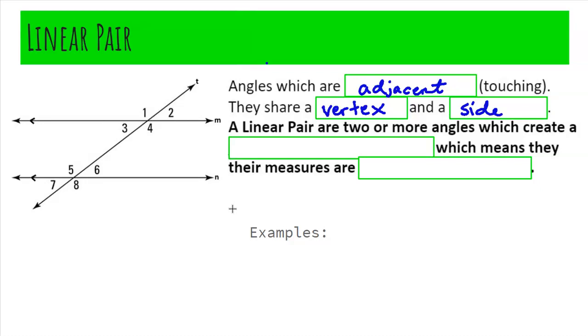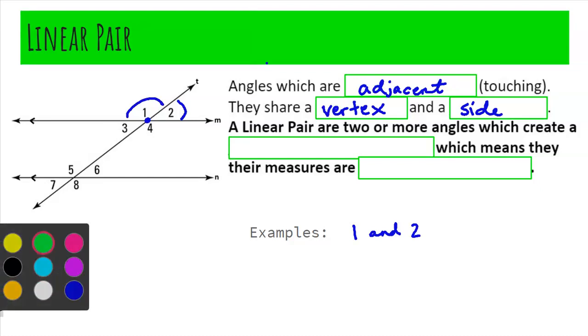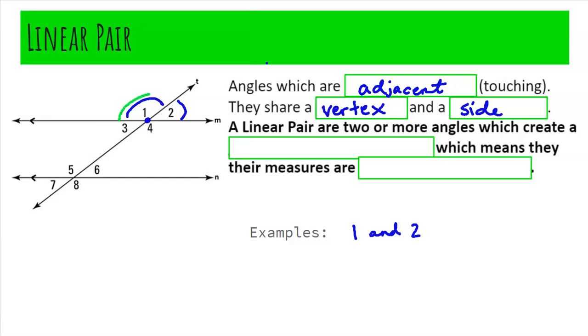What I mean by that, if I look at angle 1 right here, is actually a linear pair with angle 2. They both share this vertex right here, and then this is part of the transversal right here. So angles 1 and 2. Now angle 1 actually has another linear pair. So angle 1 and angle 3 are also a linear pair. They both share the same vertex, and then they share this side right here. Basically, the two that are touching next to each other are a linear pair.